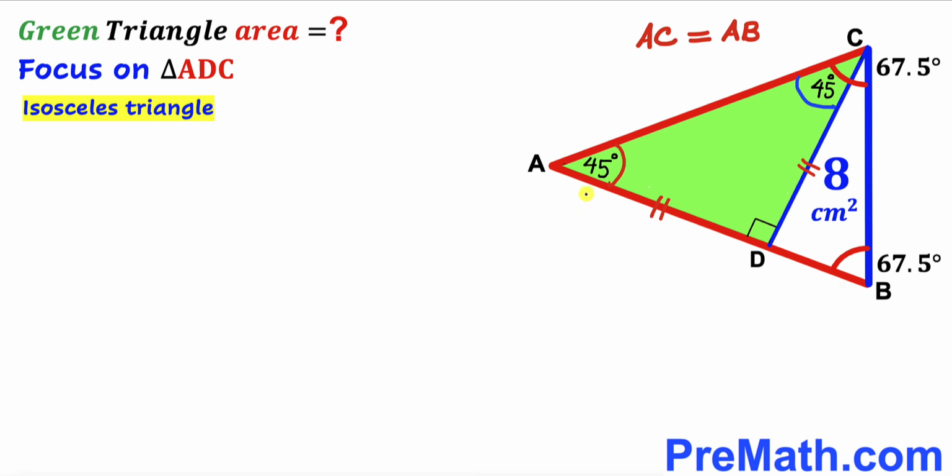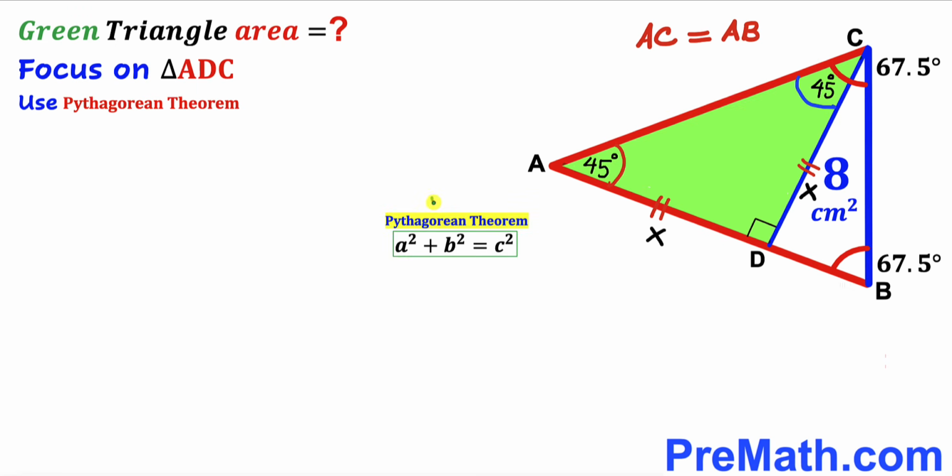And now I'm going to label this AD side length as x. Then this CD length has got to be x as well. And now we are going to apply the Pythagorean theorem on this triangle ADC to calculate this side length AC. And here's our Pythagorean theorem: a square plus b square equal to c square. In our case, our hypotenuse is this AC, whereas our two other legs are x and x.